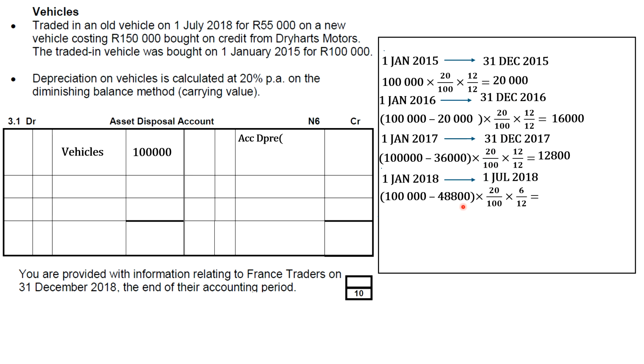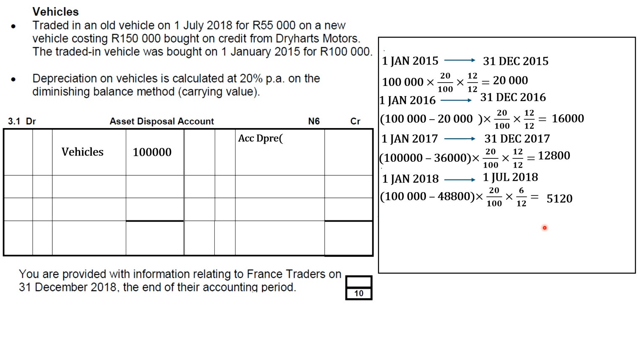The 48,800 you get from adding the 12,800, 16,000, and the 20,000. Then times it by 20 over 100 and times by 6 over 12, because from 1 January 2018 to 1 July 2018 it is 6 months. January, February, March, April, May, June. By now you should know how to count months. So our answer is going to be 5,120. Now you are done.